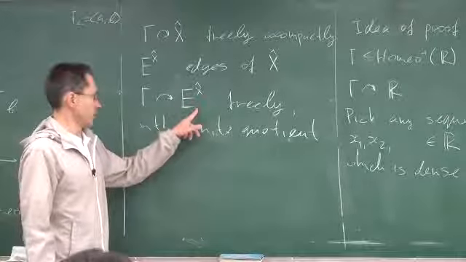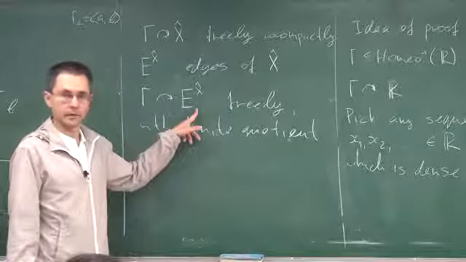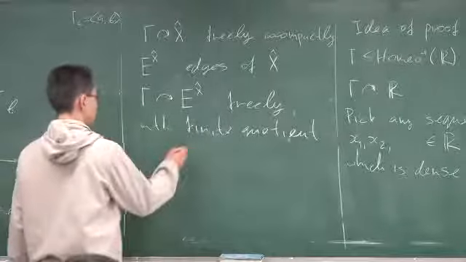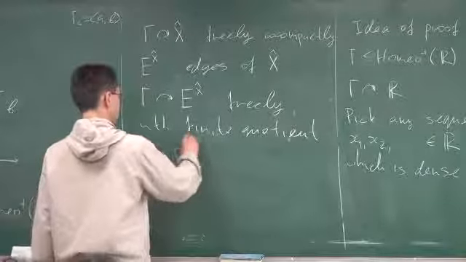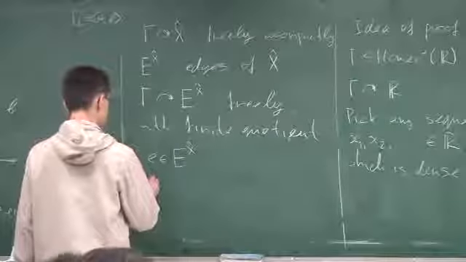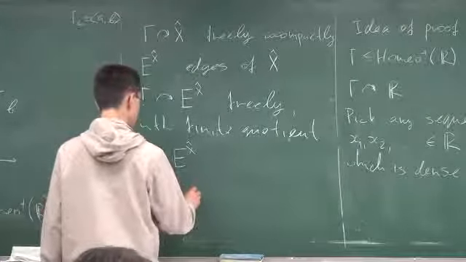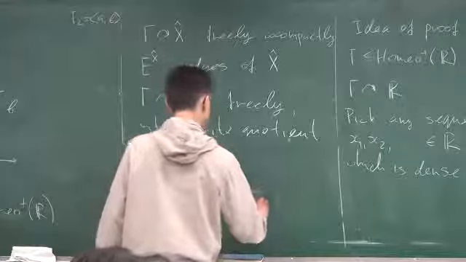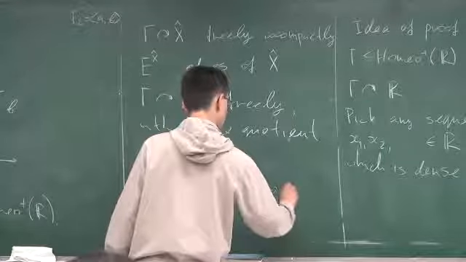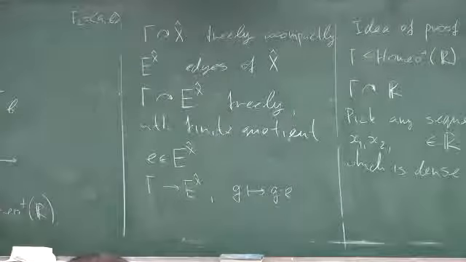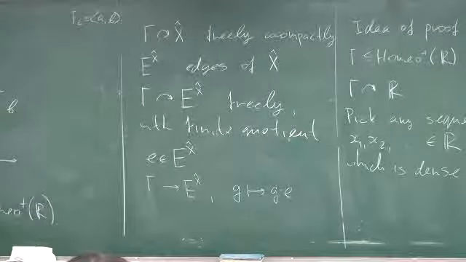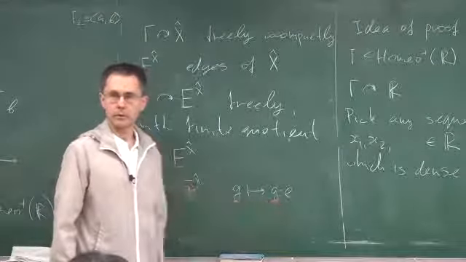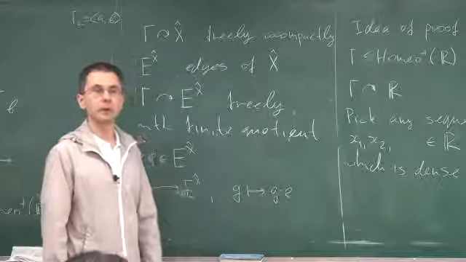So pick some edge in X hat, and consider the orbit of this edge. What can we say about the orbit? Since the action is free, there is a map going from gamma to the set of edges of X hat, which maps an element G to G of E. So you fix some edge, and then for each element of gamma you translate that edge by that element. So that's the orbit map. What can we say about this orbit map?